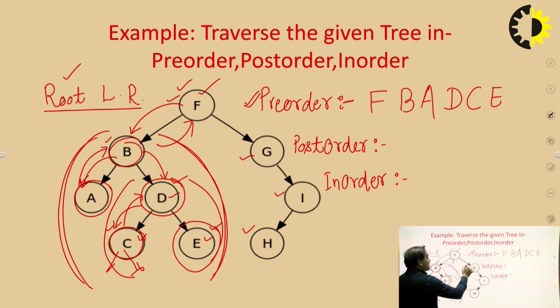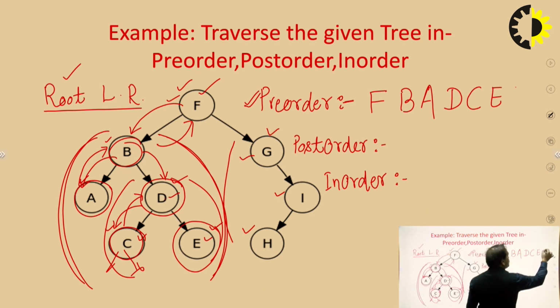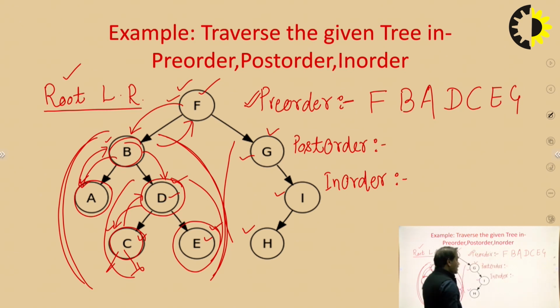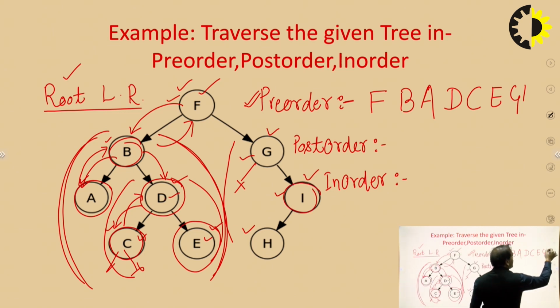Now move on to the right subtree of F, which is G, and G is the root, so we have to process G. After processing G, we check whether there is a left child of G. No, so we move on to the right subtree of G, and the right subtree of G is I. We have to process I.